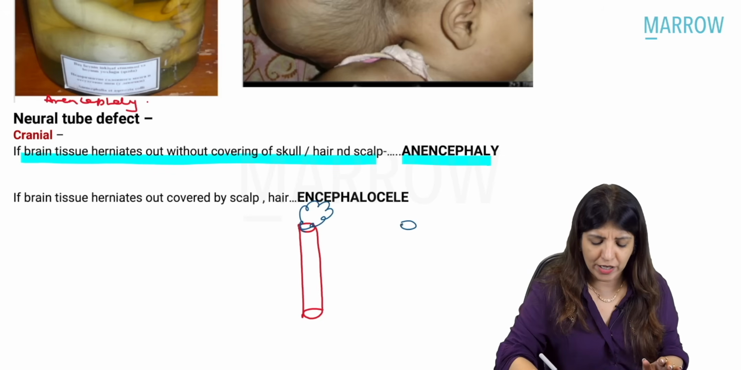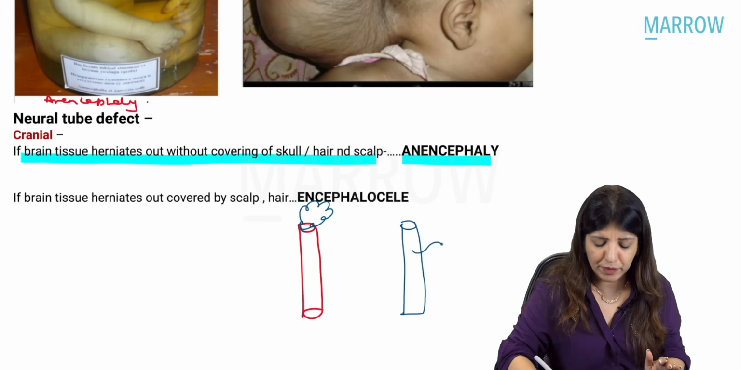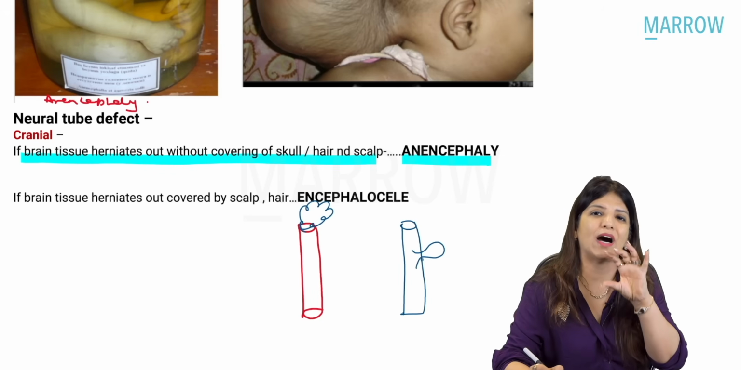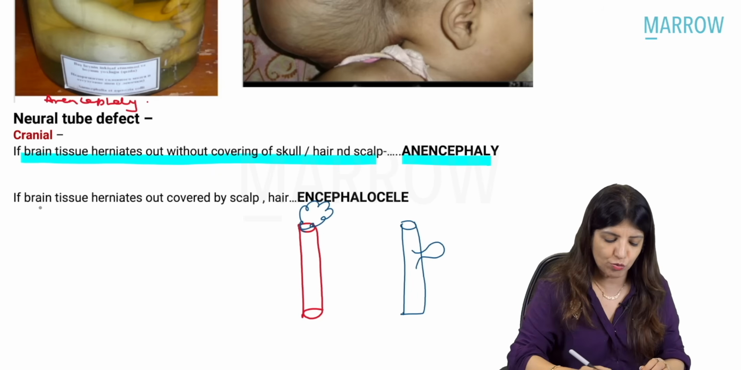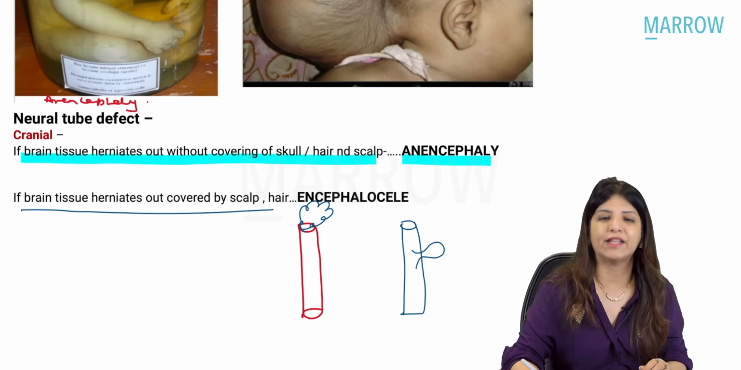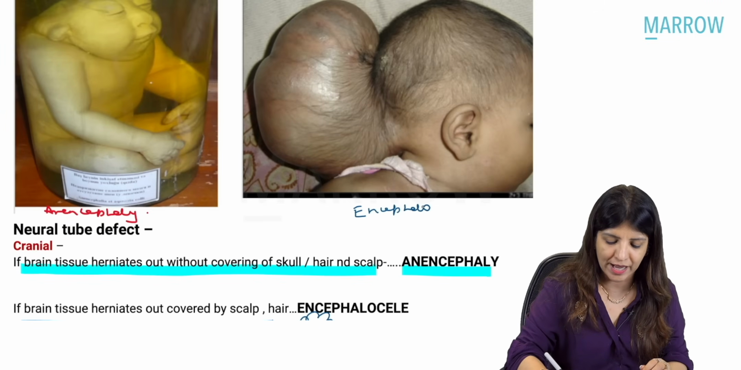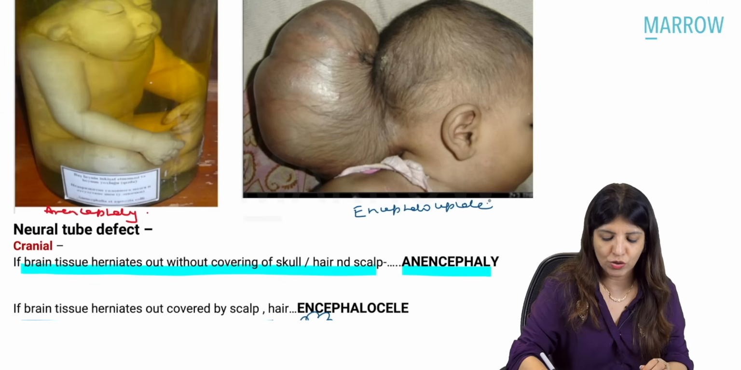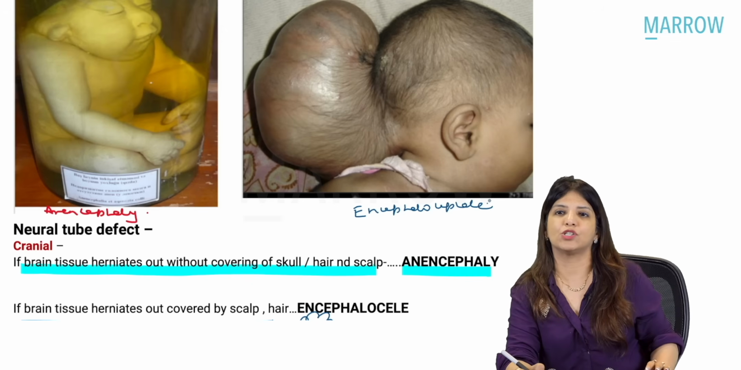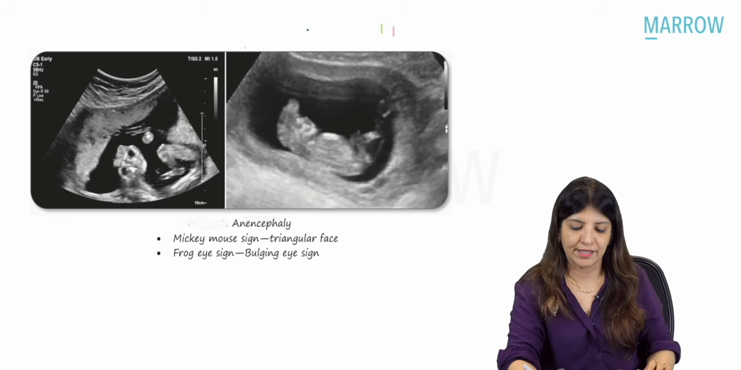But suppose the cranial neuropore closes but brain tissue herniates out from some other smaller defect, then it will be covered by scalp and hair, and that is what is called encephalocele. So this image over here is that of encephalocele. The next set of ultrasounds is related to anencephaly and encephalocele.